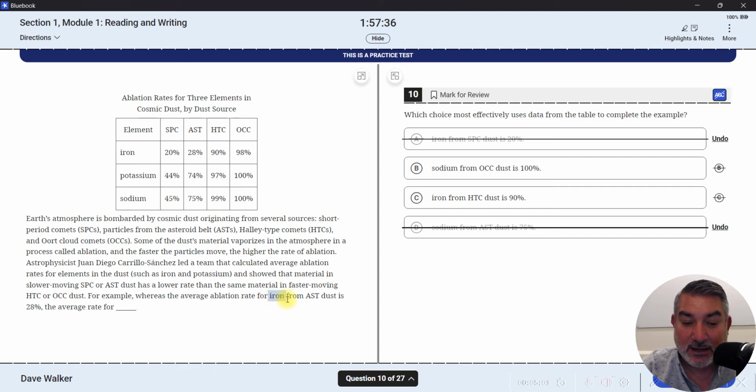It starts with iron. So the correct answer has to mention not only the fast dust, but it also has to mention iron. Oh, look, there's one that mentions iron. This one doesn't. It mentions sodium, and we're done.